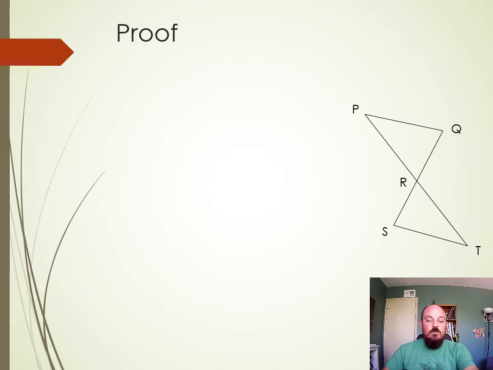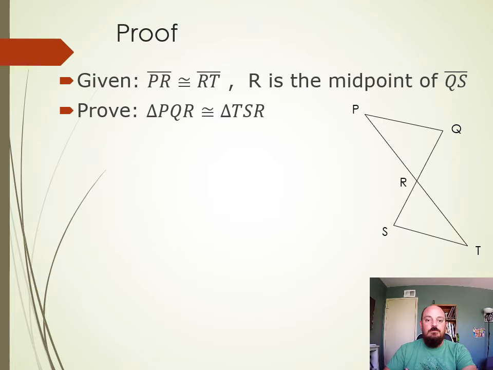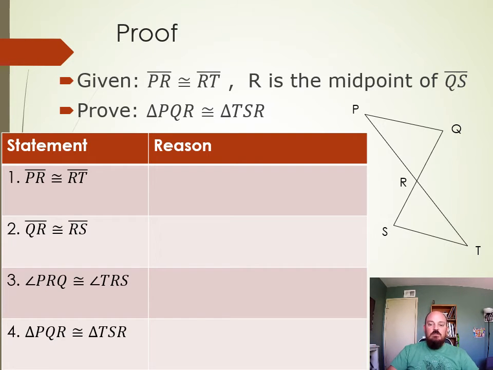All right, so for our last question today, we're going to go back to that familiar problem where I've been giving you these half proofs where I do the statements and you provide the reasons. Let's do another one of those. So here's our setup. We have that picture over on the right, and it says given PR is congruent to RT, and R is the midpoint of QS. And we want to prove that triangle PQR is congruent to triangle TSR.